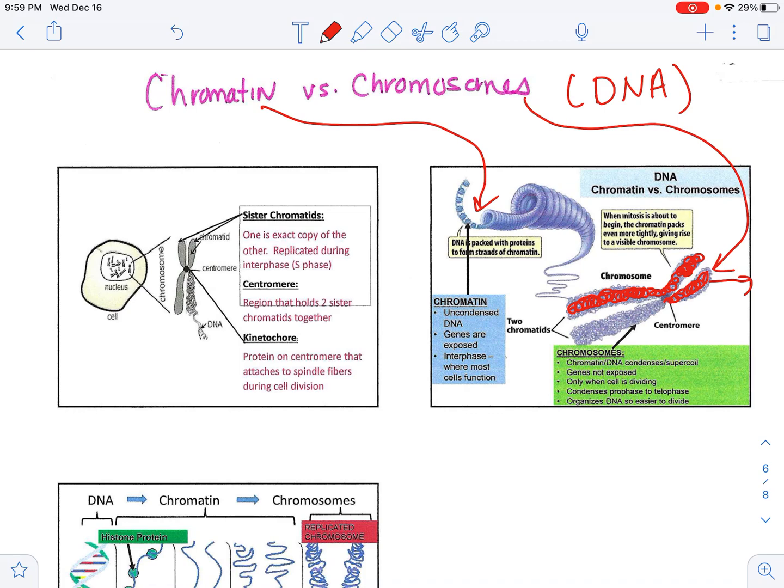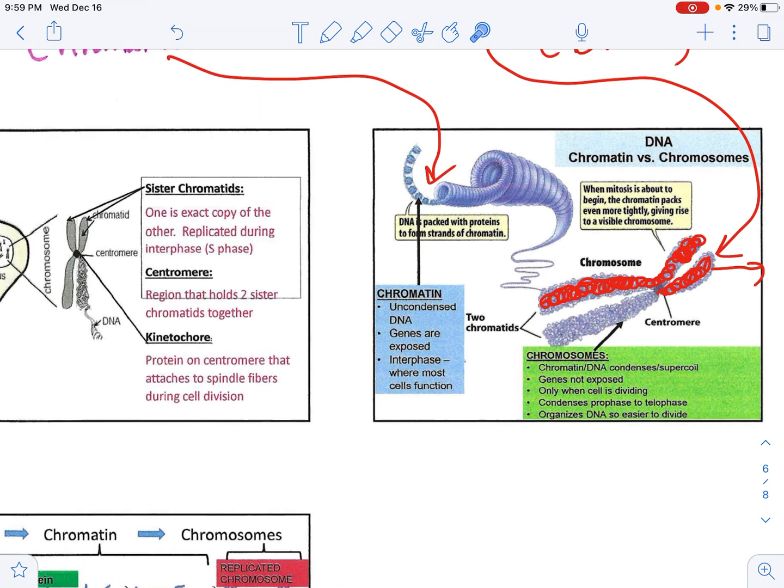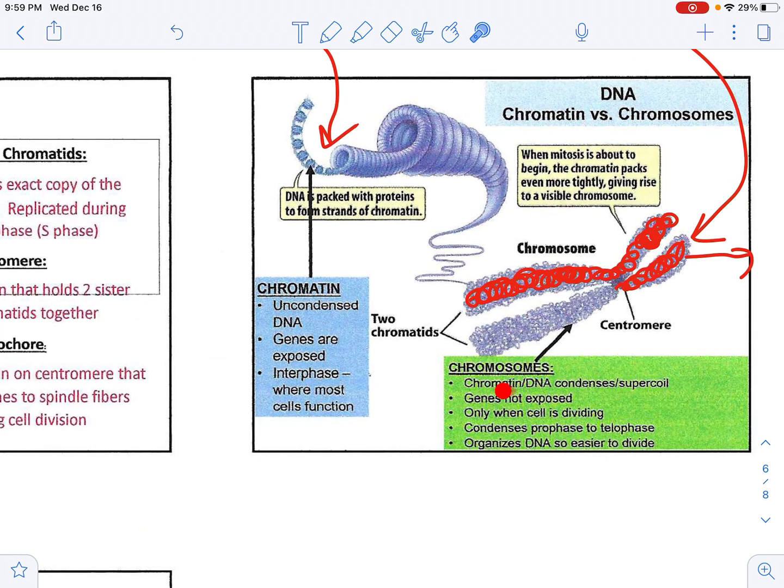That's chromatin. And remember, our DNA in the nucleus, sometimes it's unwound as chromatin, and sometimes we scrunch it up into chromosomes. So this is a chromosome, which means it's chromatin or DNA that is supercoiled and condensed and coiled and coiled and coiled. And when it's like that, the genes are not exposed. So for any DNA that we wanted to read, we couldn't get in there and read it.